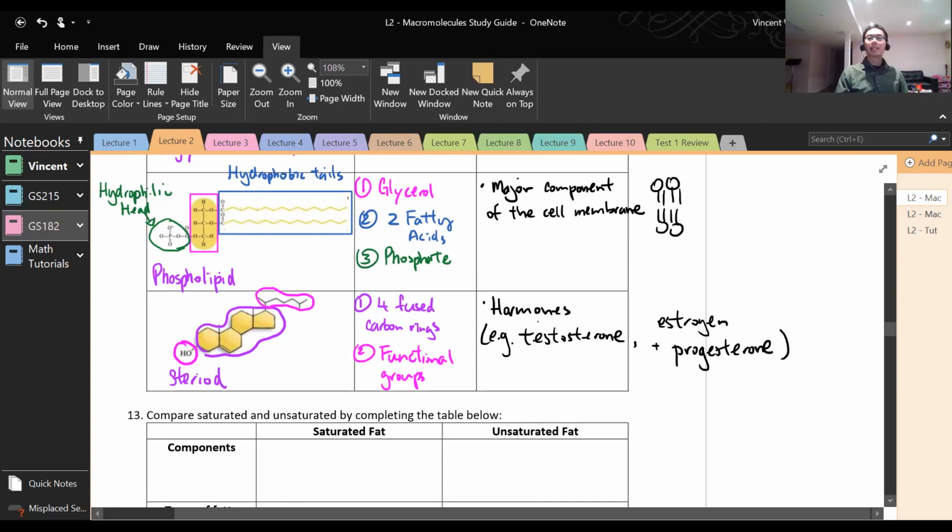Cholesterol is another steroid. And some of the steroids are also found in the cell membrane. The major component being the phospholipids, and then we also have some cholesterol in the form of cholesterol.